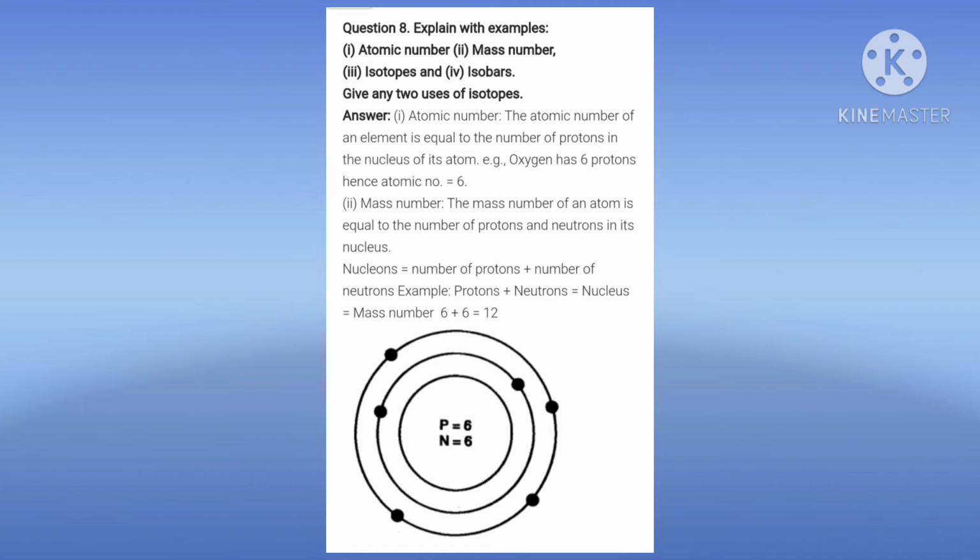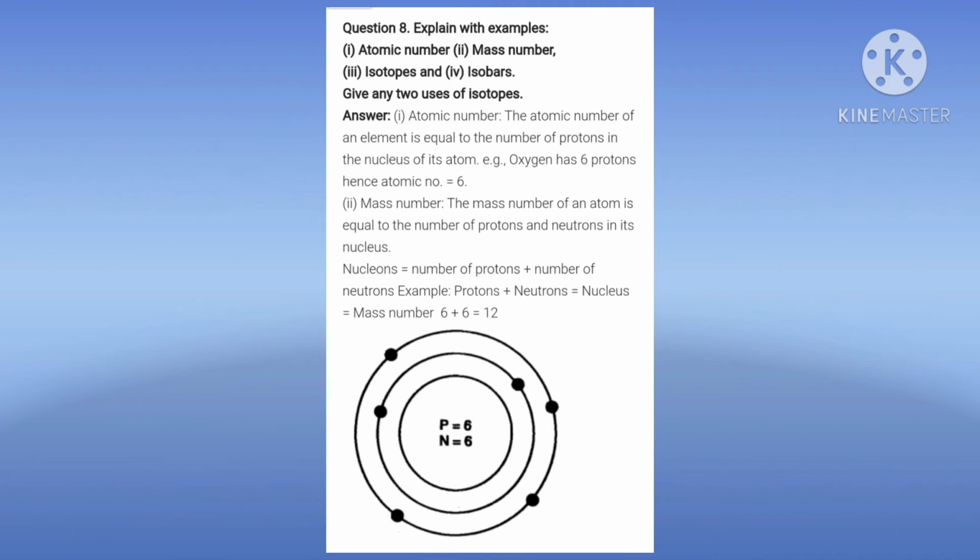But the number of electrons is not always the same, because when they are excited, or in combining capacity, when they make a bond, they can gain or lose electrons. So the number of electrons may change.